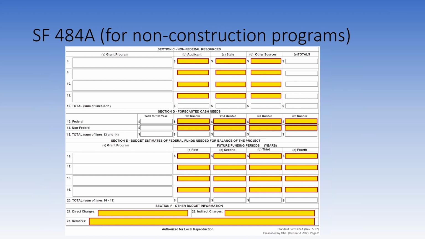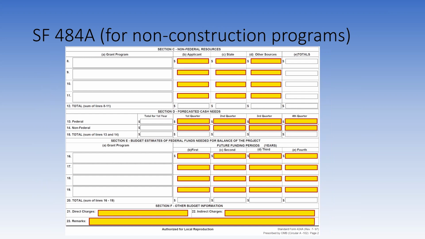All right, so section C, we're specifically on non-federal resources that are going to support the budget of this project. Section D, forecasted cash needs. And those forecasted cash needs, they're asking for the total of the first year and by quarter needs separated into federal and non-federal. Section E are budget estimates of federal funds needed for the balance of the project.